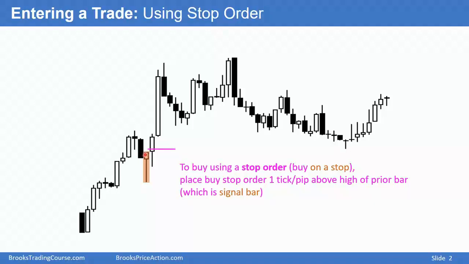As soon as the market goes 1 tick above the high of the signal bar, your stop order is touched, and that makes it a market order, and you get filled, usually at the stop order price, sometimes a little bit worse. Rarely better. Sometimes it'll hit the stop and it instantly goes down. That's very rare. Usually you're going to get filled at the stop order price. Maybe 5% of the time, 10% of the time, you get filled a little bit worse.